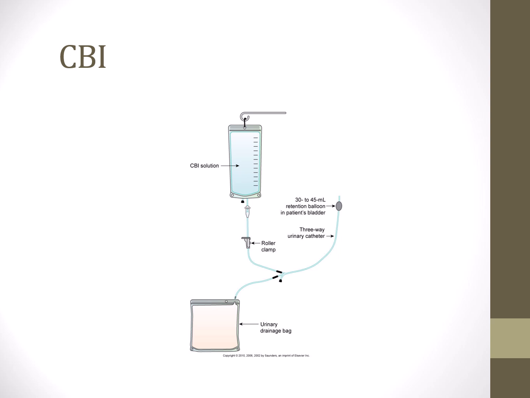Below is a picture of a CBI setup. So you have your 3-way Foley, a pretty large balloon that would cause patients some discomfort. You have your balloon inflation port, the urinary drainage bag, and the irrigation port. And the roller clamp here is where you're going to control the flow of the CBI.